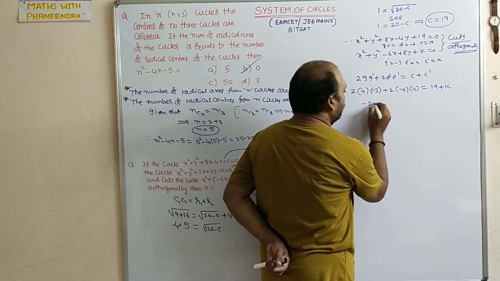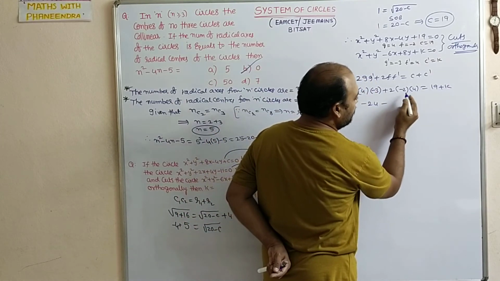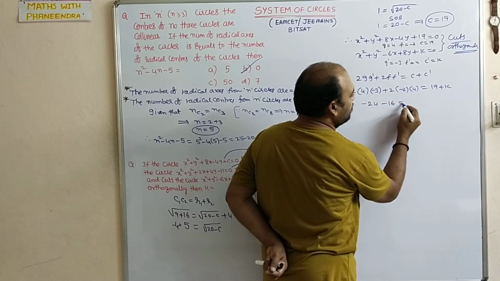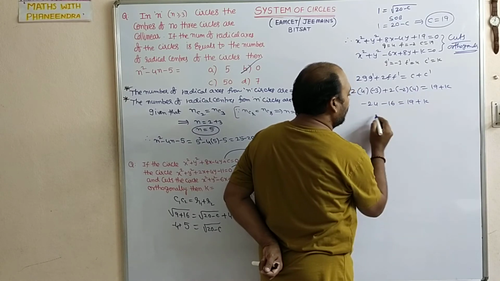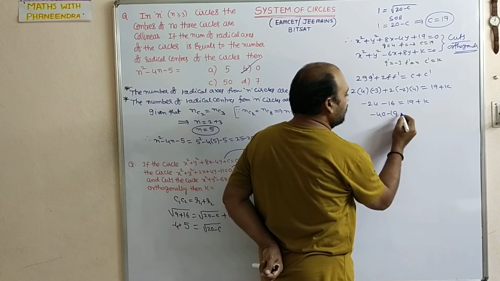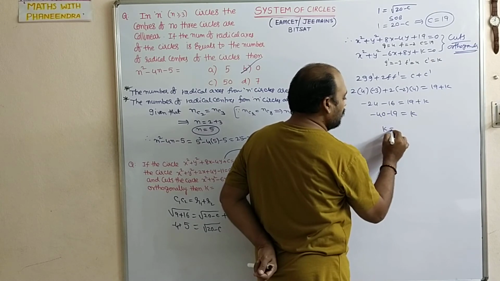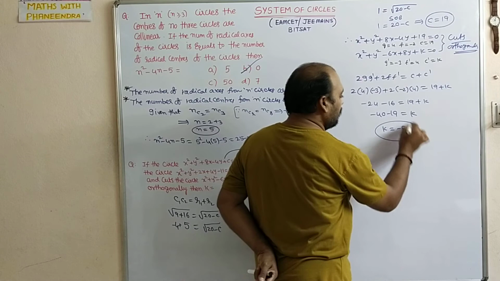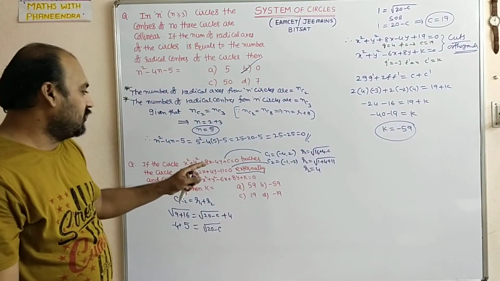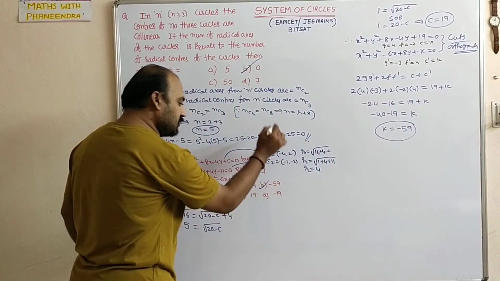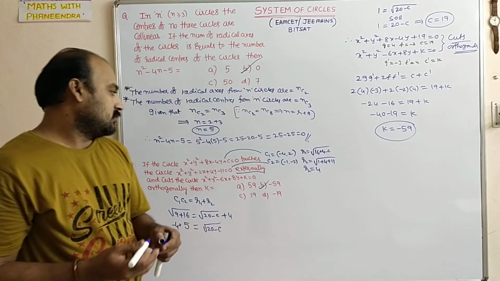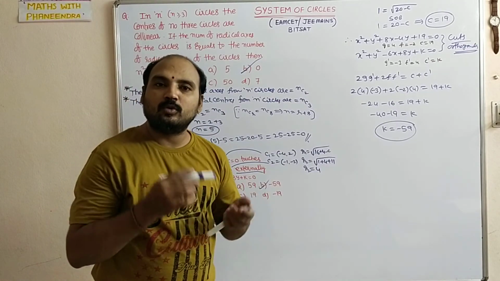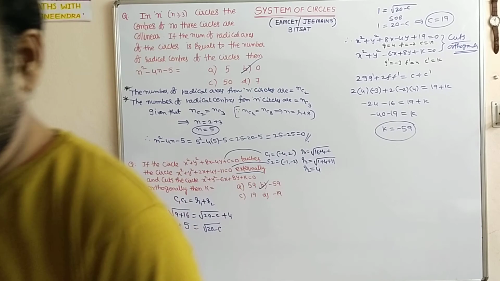So minus 24 minus 16 is equal to 19 plus k. Minus 40 minus 19 equal to k. So k is equal to minus 59. Therefore, the value of k is minus 59, which is there in the second option. We will move to the next question.